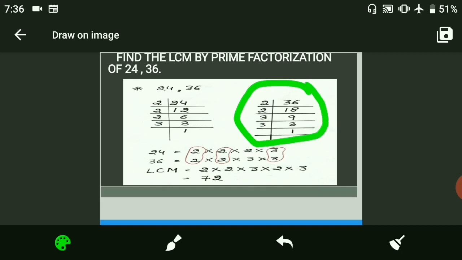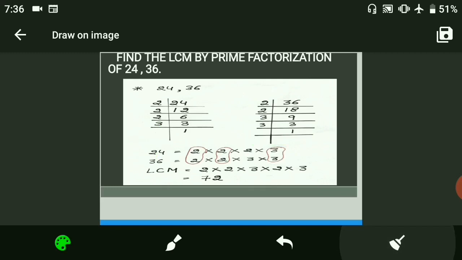Clear? After that you will write the factors in this manner. Clear? Now you will see in which number 2 comes the maximum. In 24 how many times does 2 come? 3 times. 1, 2, 3. And in 36 how many times does 2 come? Only 2 times. Clear? So in which number do you get the maximum? 2 in 24. How many 2's are there? 3. So you copy down all those 2's. 1, 2 and 3. So all those 3 2's from 24 I have copied down in the LCM.